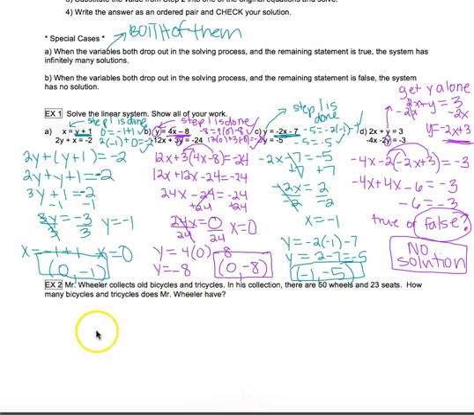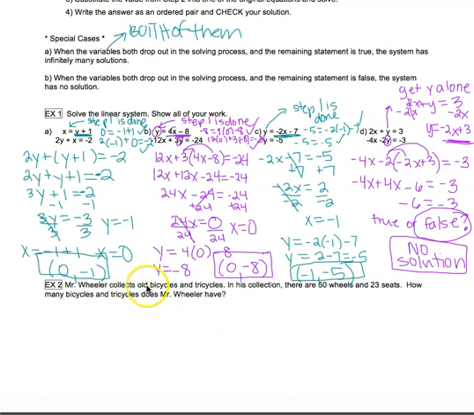All right, last example, and this is where we need to make sure we meet that first learning goal of being able to write our own system. So, Mr. Wheeler collects old bicycles and tricycles. In his collection, there are 50 wheels and 23 seats. How many bicycles and tricycles does Mr. Wheeler have? So, in this case, we know that there are two different ideas, the wheels and the seats.